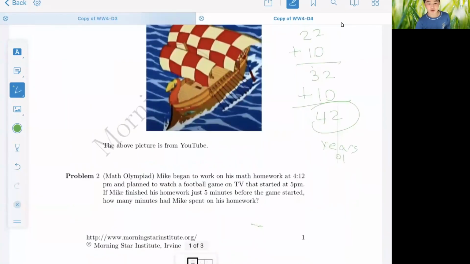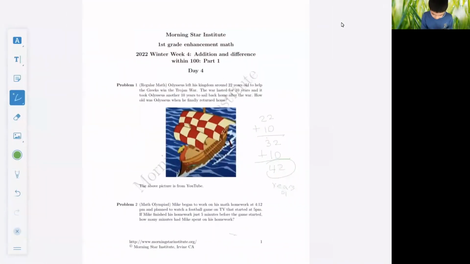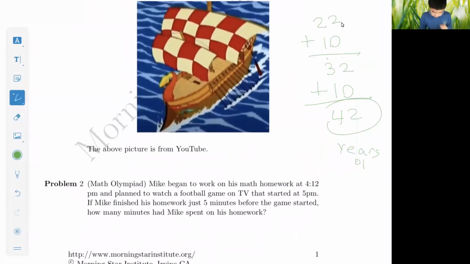Problem number 2, Mike began to work on his math homework at 4:12 p.m. and planned to watch a football game on TV that started at 5 p.m. If Mike finished his homework just 5 minutes before the game started, how many minutes had Mike spent on his homework? For this question, we could first see that he started his math homework at 4:12.